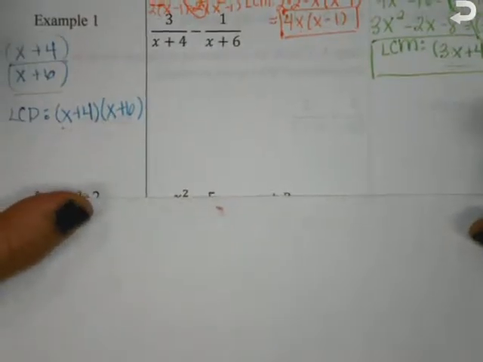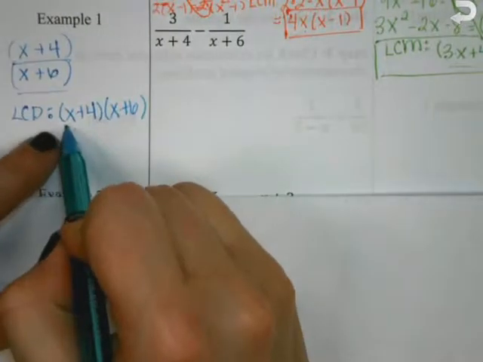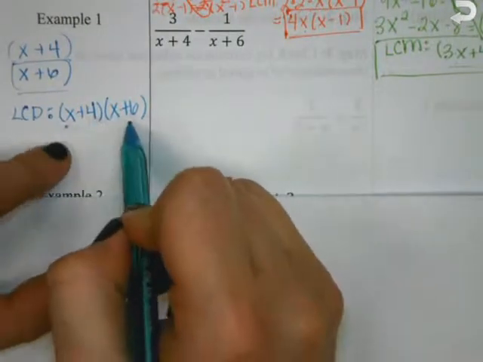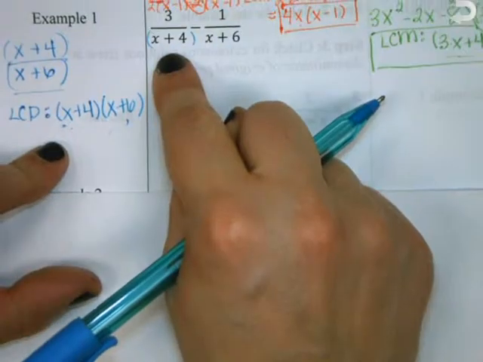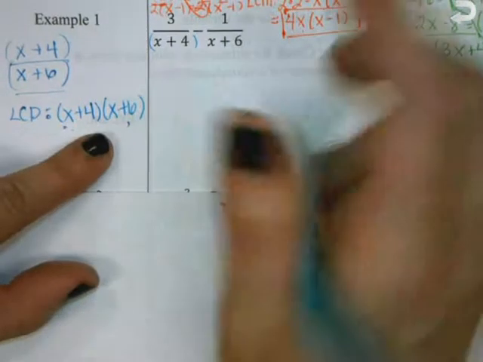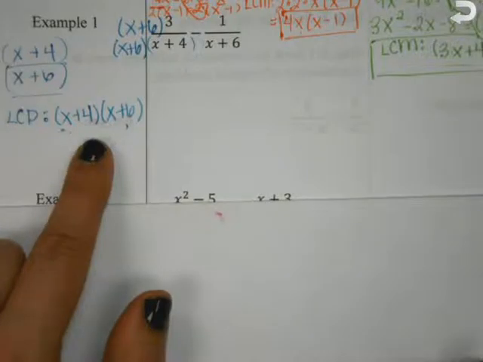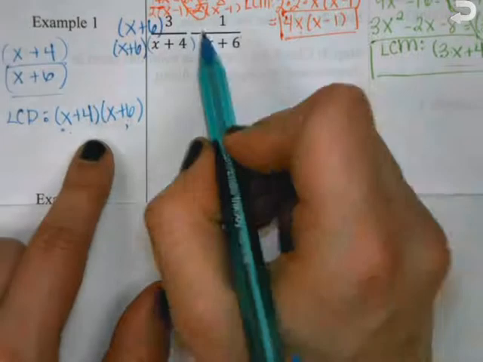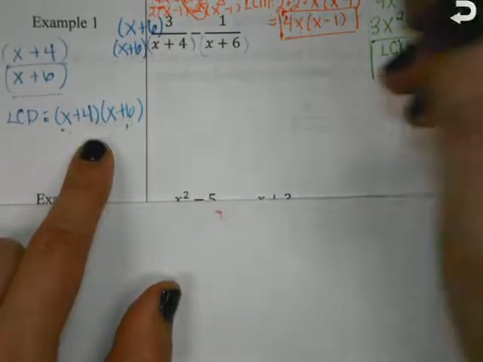So let's take that idea and apply it to here. If my LCD, or my common denominator, is x plus 4 times x plus 6, and this term already has the x plus 4, what do I need to multiply by? X plus 6. So multiply the top and bottom by x plus 6. If this term has x plus 6, what do I need to multiply by to get the common denominator? X plus 4.